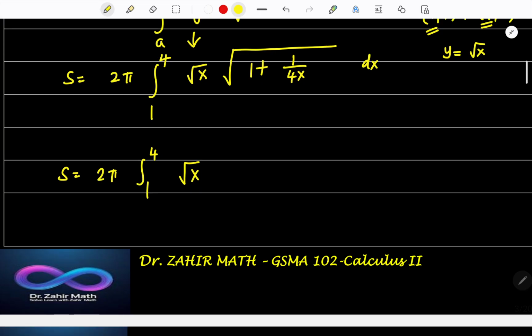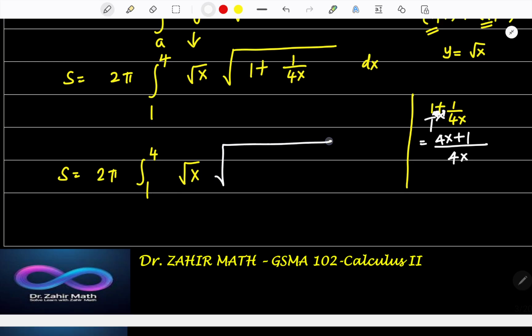I'm going to do a simple simplification. Just look here. So 1 plus 1/(4x). What I'm going to do, right? So this equals, take 4x as common. This is 1, cross multiply, right? So what happens now? This is 4x plus 1. Okay, so this is going to become (4x plus 1) divided by 4x.